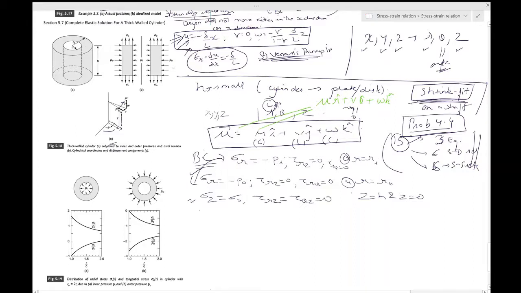So because of the radial symmetry, V, the theta component of displacement, will be equal to 0, and all the stresses, strains and displacements will be independent of theta. So that's a very important part of it.